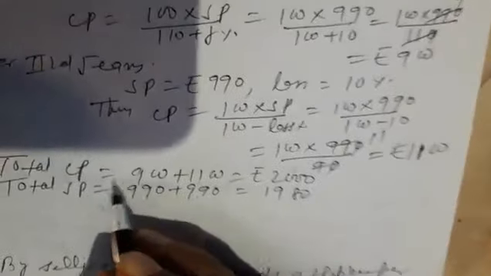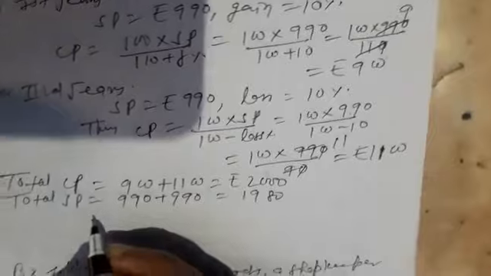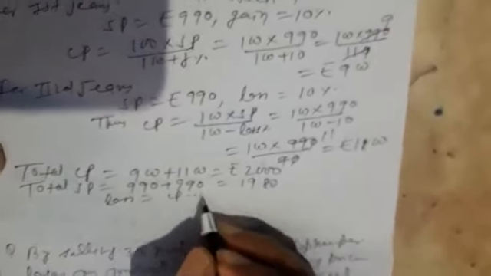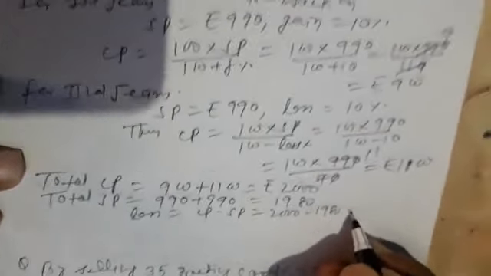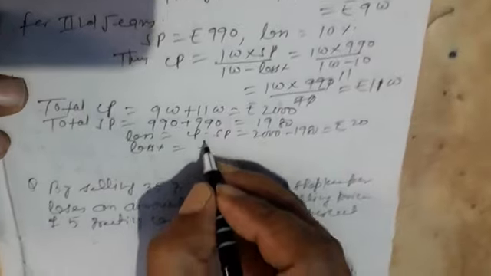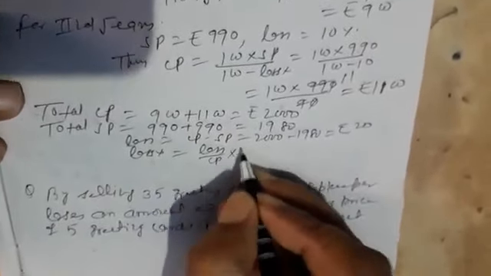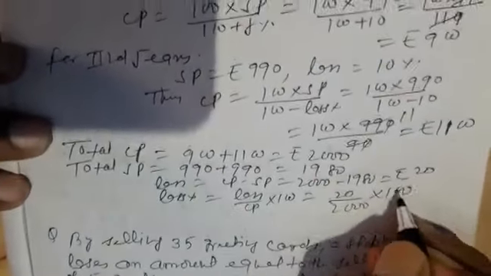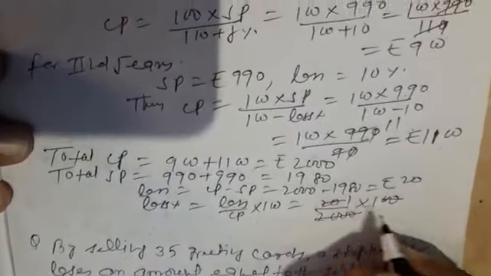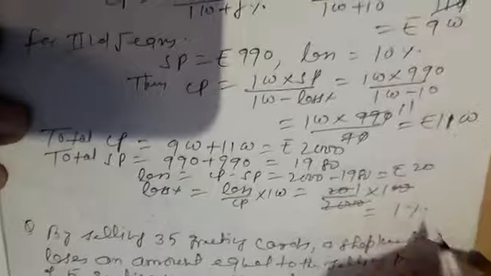So here we see that CP is more than SP, so loss is made, and the loss is equal to CP minus SP. So 2000 minus 1980 means rupees 20, and the loss percent, loss by CP into 100, means 20 by 2000 into 100, which means 1%.